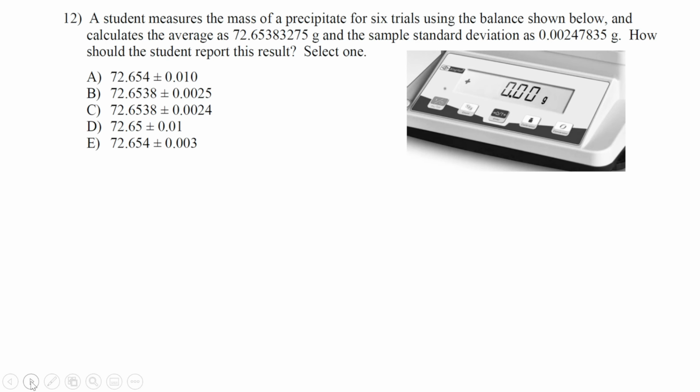A student measures the mass of a precipitate for 6 trials using a balance shown below and calculates the average and standard deviation as this. How should the student report the results? Well, rule 1, report the error with 1 sig fig unless it begins with a 1 or a 2. In this case, it begins with a 2, and that 7 will have it round, so 0.0025.